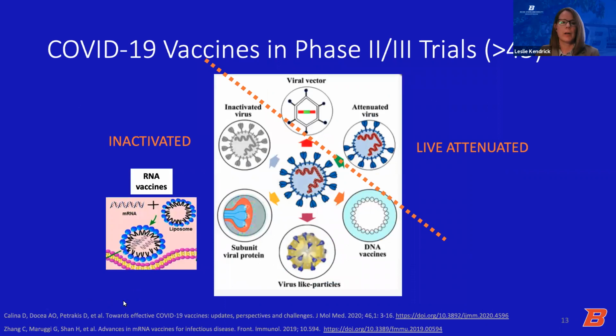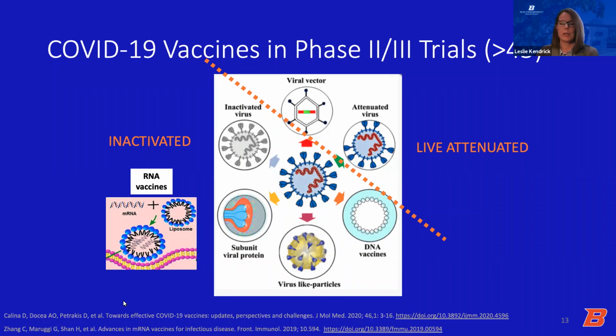Dr. Tinker did talk about how there are live attenuated and inactivated categories of different types of vaccines. So I want to break those out into a few subcategories, just so we have a further understanding of the different subcategories of these two main categories.